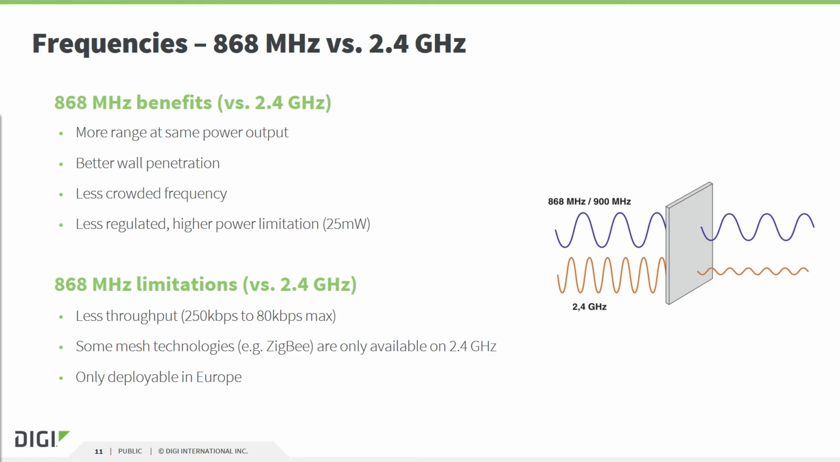The trade-off is obviously that in the sub-gigahertz band you will have a smaller data rate, and for example ZigBee is only available in 2.4 GHz. In particular, the 868 MHz band is only available in Europe.